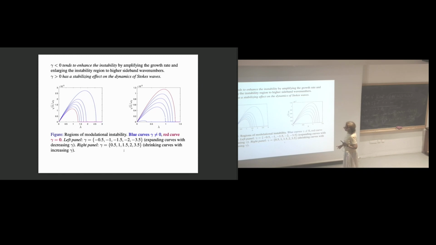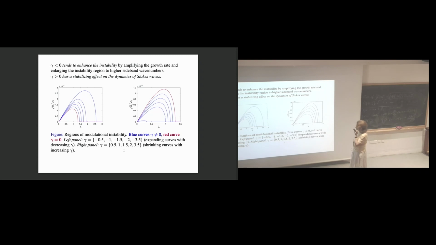On the left is negative vorticity, so it tends to enhance the instability, and the right is stable. It's the positive vorticity. It tends to regularize the wave. So how do we read this? Let's start with the picture on the left. We have the blue curves that are drawn for gamma negative, for a sequence of gamma from -0.5 to -3.5, expanding with decreasing gamma. This is gamma equals zero, the red. As gamma goes more negative, it's more and more unstable, expanding curves with decreasing gamma.